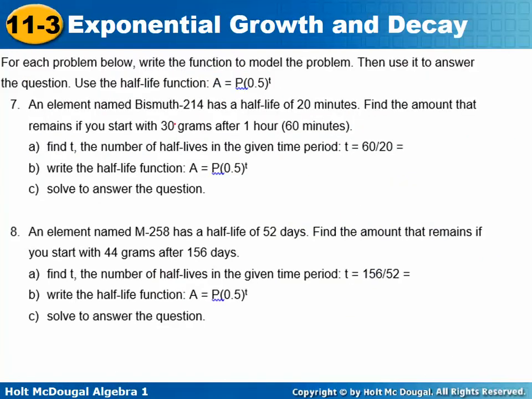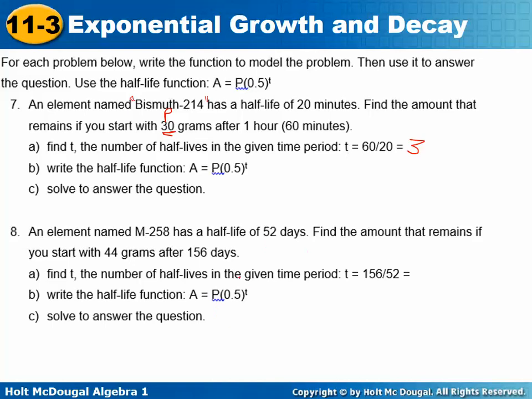Okay, let's look at these. Here we have an element named bismuth 214. Again, this is just the name of the thing. The 214 doesn't have anything to do with it. It has a half-life of 20 minutes. Find the amount that remains if you start with 30 grams after 1 hour, which is 60 minutes. So again, in A, we have to find the number of half-lives first. So in 60 minutes, if it has a half-life of 20 minutes, that has 3 half-lives. And then all you have to do is put in T is 3 and P is 30, and then you'll be able to answer the question.